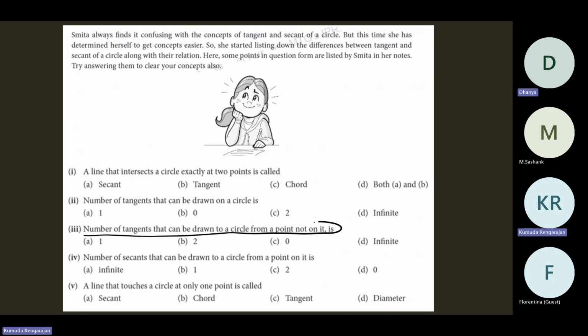The point is not on it. That means the point is not a part of the circle at all. It's not inside or on the circle. It's outside the circle. It's nowhere on the circle. So that means it's outside the circle. 2 tangents can be drawn.